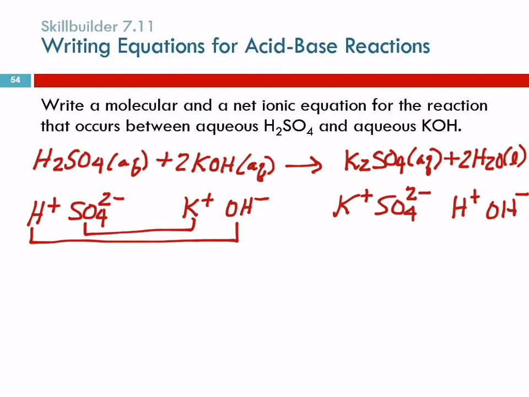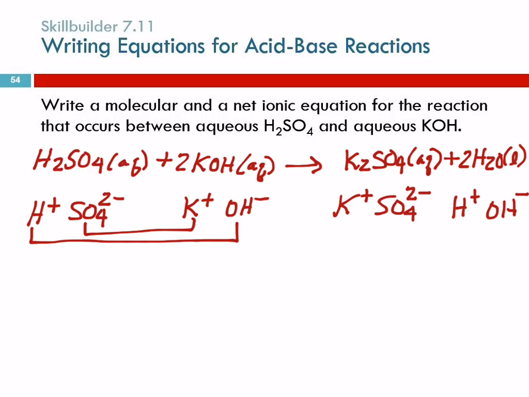Any questions? Yes? The molecular equation is balanced? The molecular equation, well, all of the equations should be balanced. The molecular equation shows each of the reactants and products as a neutral substance. You're not going to see any charges, pluses or minuses, in the molecular equation. You're going to see compound formulas or element formulas. Any other questions?